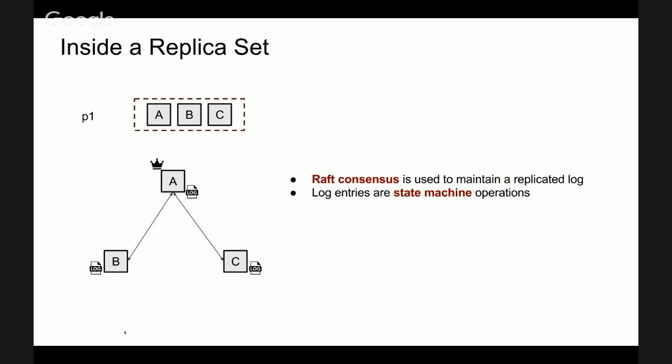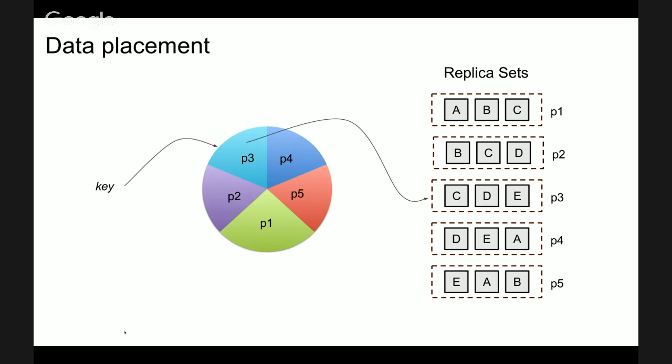And then there are lots of details in the Raft protocol that ensure that the integrity of the log is maintained in the face of failures, in the face of concurrent updates, and so on and so forth. So basically what we are doing here is running an instance of Raft for each of these partitions. And that is how we maintain the integrity of the log in the face of failures, and also make sure these things remain resilient.